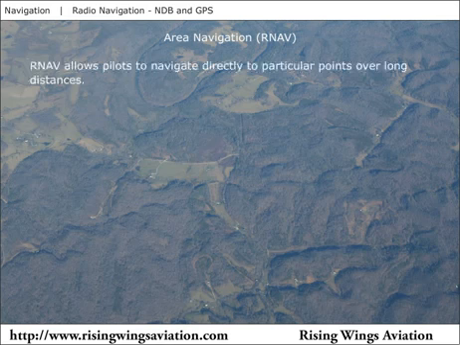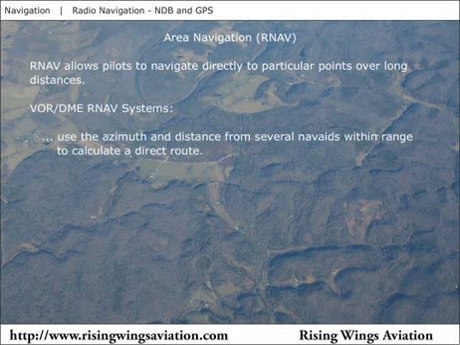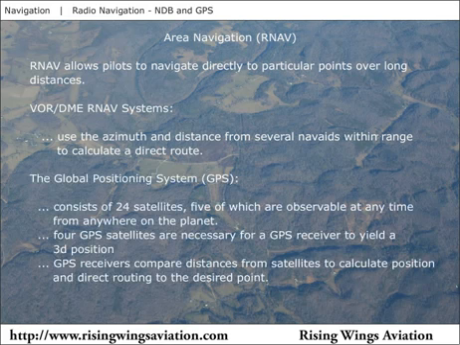Area navigation systems allow pilots to fly directly to particular points over long distances. Some RNAV systems use signals received from VOR DME transmitters and a processor to provide the pilot with a direct route to the selected point.